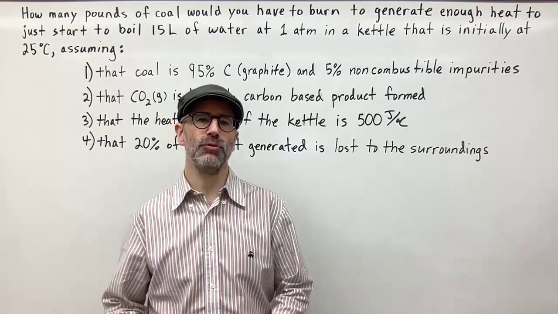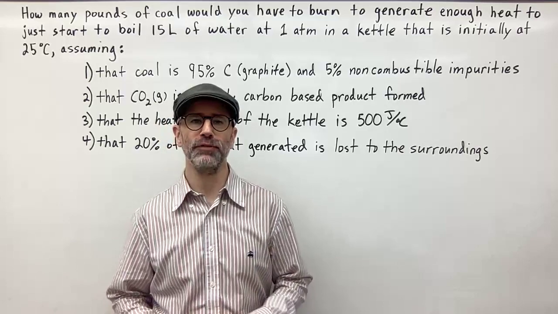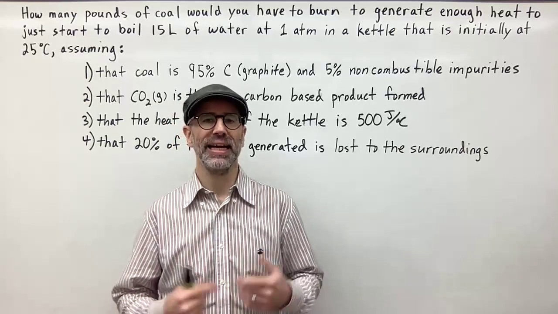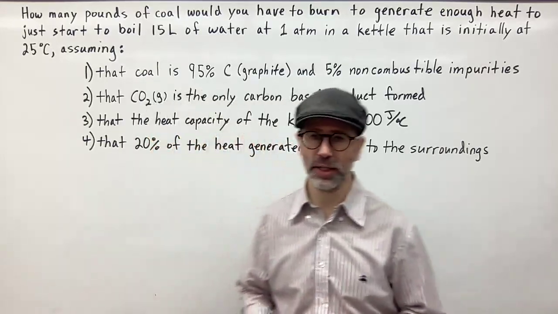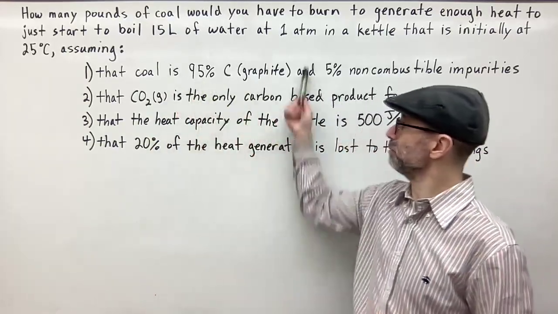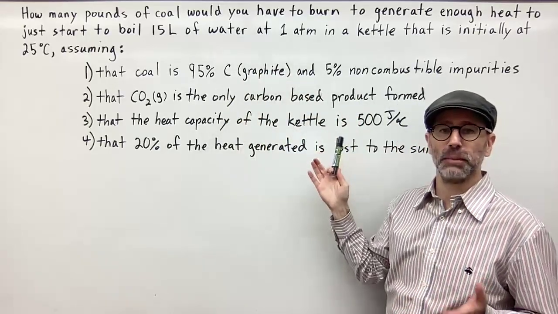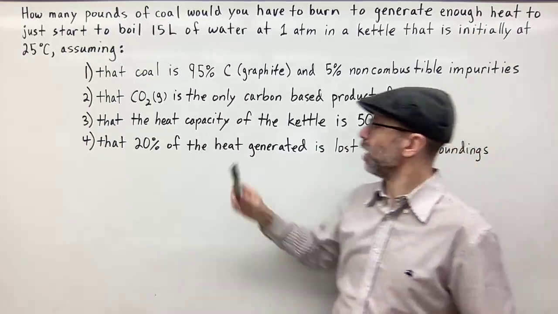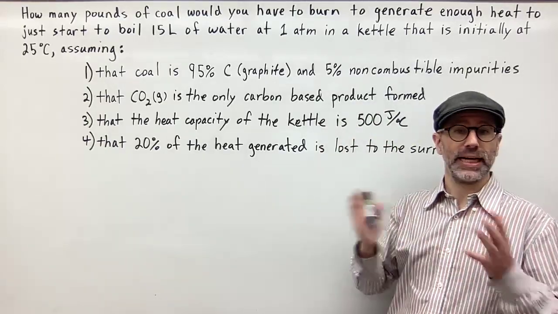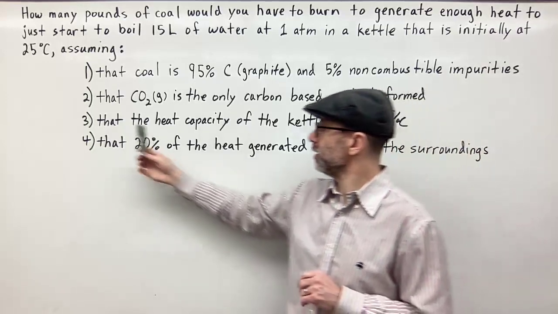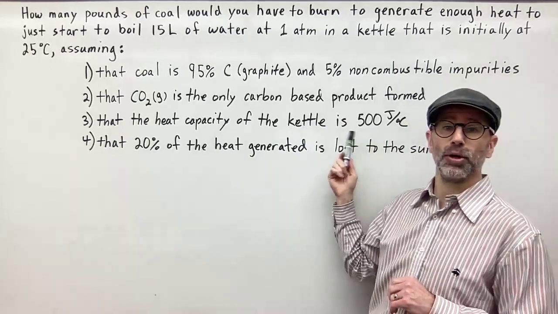So the problem is, how many pounds of coal would you have to burn to generate enough heat to just start to boil 15 liters of water at 1 atmosphere in a kettle that is initially at 25 degrees Celsius? Assuming four things. One, that the coal is 95% graphite, so only 95% of it is going to burn. The other 5% is non-combustible impurity, so we have to take that into consideration. We're also going to assume that carbon dioxide is the only carbon-based product formed, so we have to take care of that. And three, that the heat capacity of the kettle is 500 joules per degree Celsius.